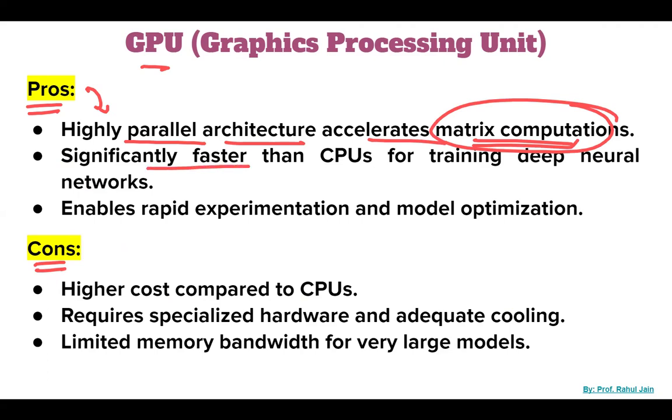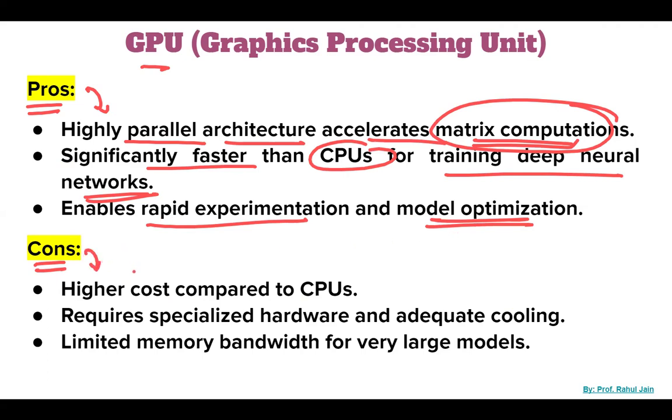It is significantly faster than CPUs for training deep neural networks, and it enables rapid experimentation and model optimization. Whereas some cons are also associated with GPU, which are as follows: higher cost compared to CPUs. It requires specialized hardware and adequate cooling because it generates heat, and limited memory bandwidth for very large models are some of the cons, right?